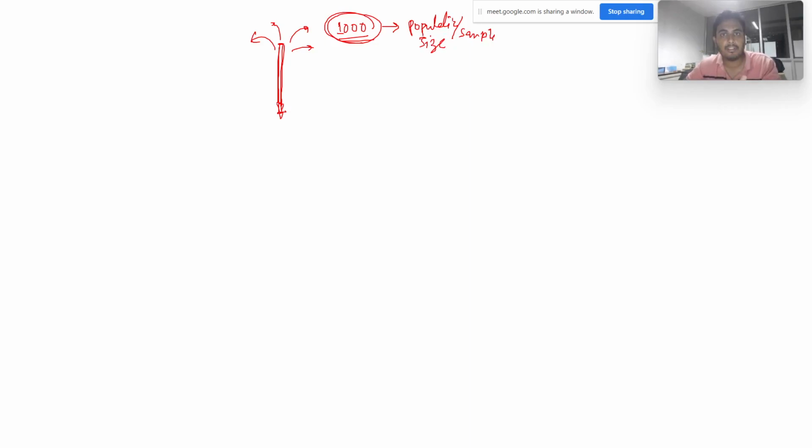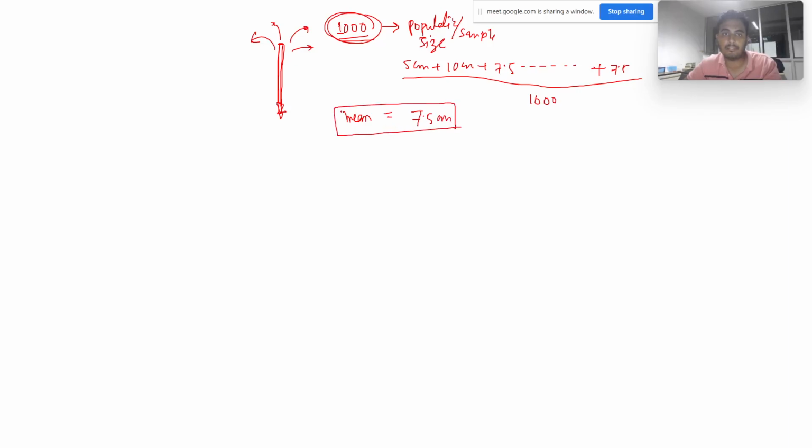If you are considering 1,000, then you measure, for example, 5 centimeter. Some pencils are 10 centimeter, some pencils are like 7.5. Like that, you add all those 1,000 pencils and divide by 1,000. So you get a measure, right? That's what is called the mean. Probably you get something like 7.5 centimeter, and that is basically the average or the mean. It's a very common thing, everyone knows this.